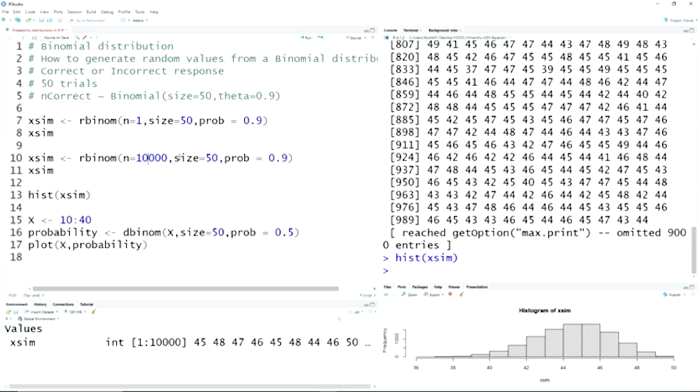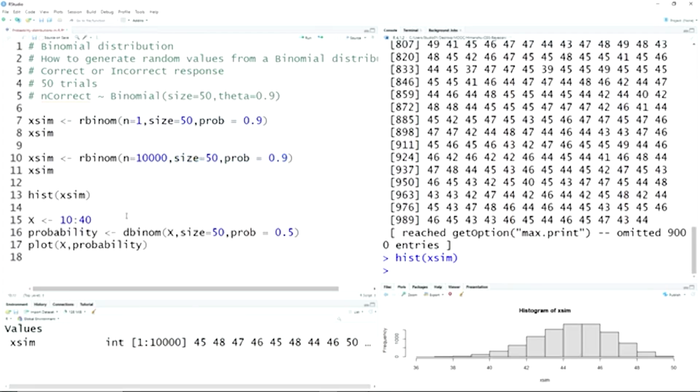If this is indeed the true generative process behind an experiment, and if you repeat this experiment 10,000 times, then this is how the data would look, the data you are seeing in this histogram.